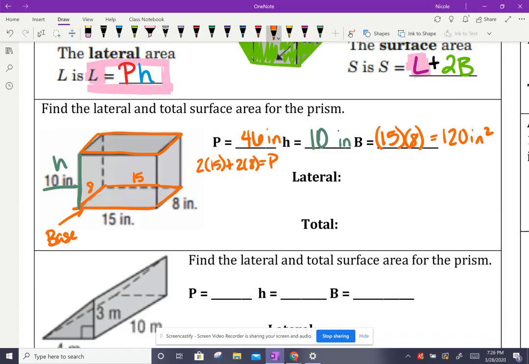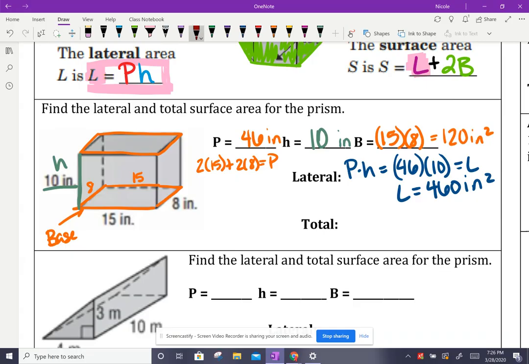Here's my calculator. Okay, so for lateral surface area, we take perimeter times height. My perimeter was 46 times my height, which is 10. Multiply that together, and my lateral surface area is 460 inches squared.